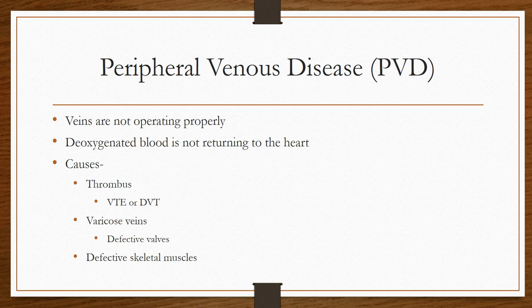Causes could be an actual DVT, or deep vein thrombosis. Varicose veins are defective valves. There are valves in veins so that blood doesn't backflow, and if they're defective, then blood is essentially just pooling and not going anywhere. They also can have defective skeletal muscles, which means patients who either can't move or are not moving, or the circulation is not doing well. Exercise causes muscles to expand and contract, and that actually helps move blood around. And if they have poor skeletal muscles, then it's not going to help at all.